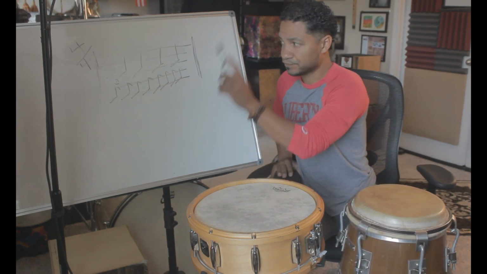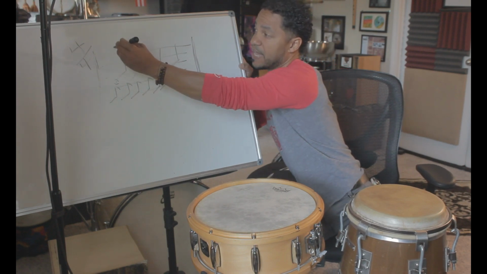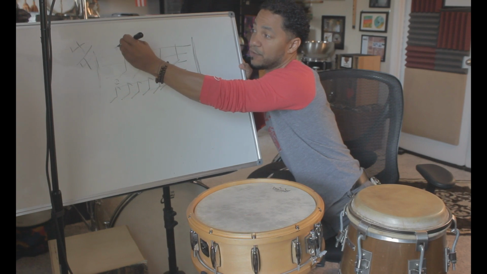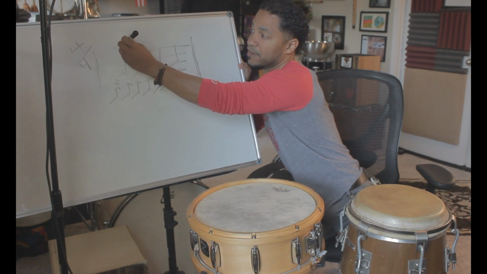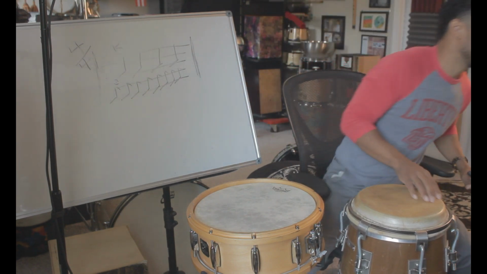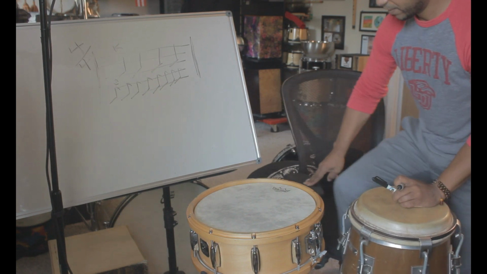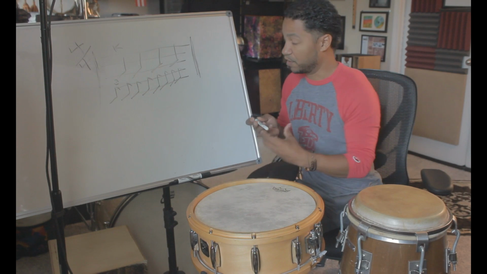Let's say that this first quarter note up here on the top is a kick or a bass note. And I'm going to write the letter K. All right? Wow, look at that. Perfect. Let me grab my other marker here. This marker is no bueno. All right. Let's see if this marker is better.